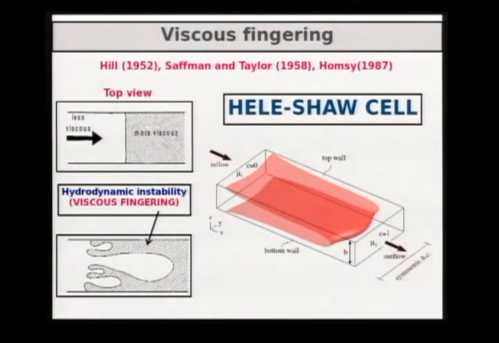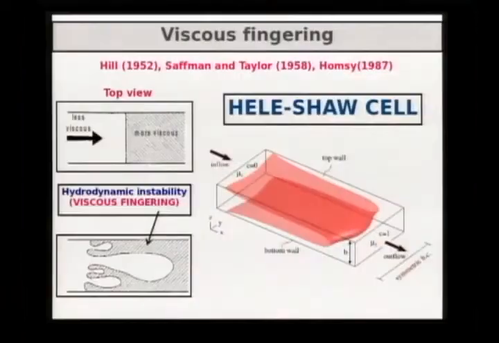So what really happens whenever we have a less viscous fluid displacing a more viscous one, the interface between the two can become unstable. And this instability gives rise to viscous fingering. This process occurs for miscible and for immiscible flows. And for the oil industries, both cases are of relevance. Instead of water, in many cases, carbon dioxide is pumped into the well.